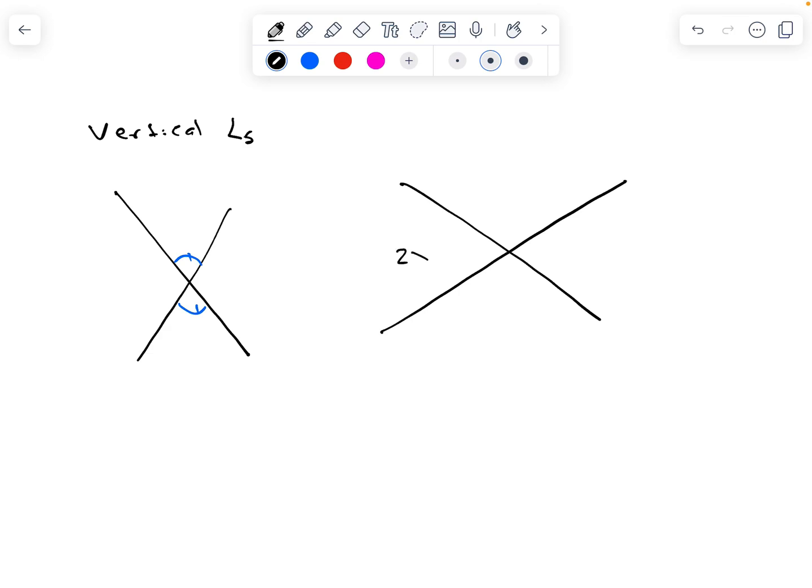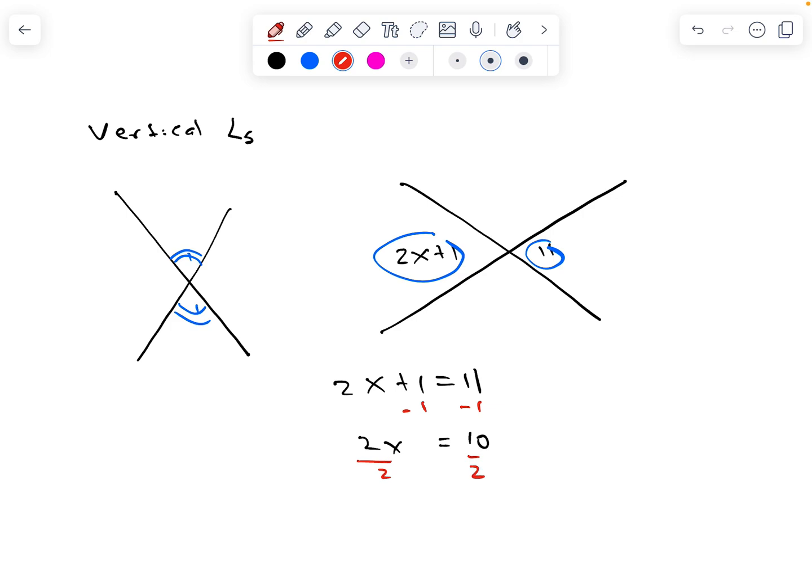You might have 2x plus 1 and 11. And because these guys are the same, we can set that equal to that. So now we're going to say 2x plus 1 equals 11. And now it's just regular algebra from here on out. We're going to get rid of that plus 1 from both sides. That's going to give us 2x equals 10. And then we're going to get rid of that 2 by dividing both sides. And then those cancel out, and we're left with x equals 5.